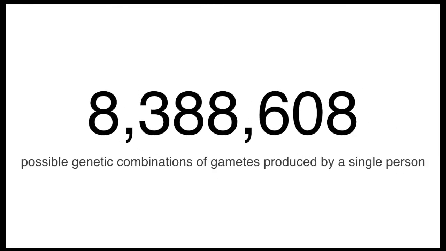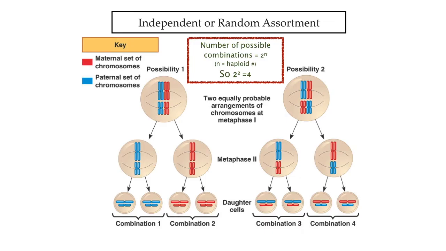So that means that whenever humans make their eggs or their sperm, there are over 8.3 million possible combinations of chromosomes in the eggs or sperm that are produced by humans. This is the reason why no two siblings will ever be identical. Because every single time a father makes sperm, there are over 8 million different genetic combinations of his genes to make those sperm. And every single time a woman makes eggs, the same is true. Over 8.3 million different possible combinations of her genes in order to make her eggs.